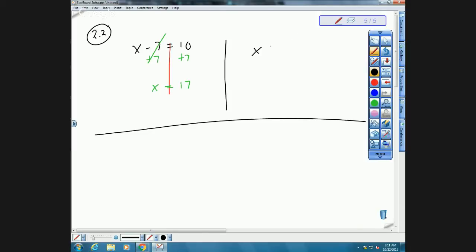And if you have x plus 6 equals negative 5, so here, what number plus 6 equals negative 5? Again, I'm going to do the opposite. So I subtract 6 from both sides, and I get x equals negative 11.